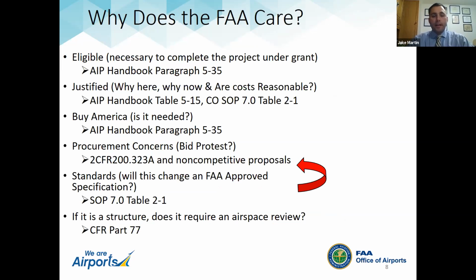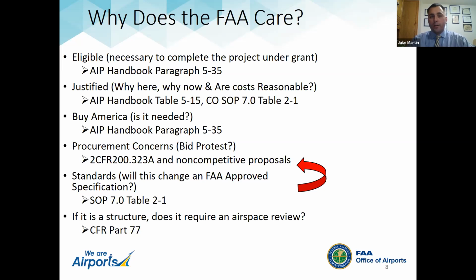So this is really the meat and potatoes. Why does the FAA care? These bullets are right out of the different guidance, and I tried to tie back to where this concern comes from. The first one is an easy one. Is what you're proposing eligible? That ties back to that paragraph I shared earlier. It's really, is it part of what AIP can pay for in the handbook? Because the way the handbook and Congress have laid out the program is, if it's not in the handbook, it's not eligible. That's just what they've laid out. So that's the first check we have to go through.